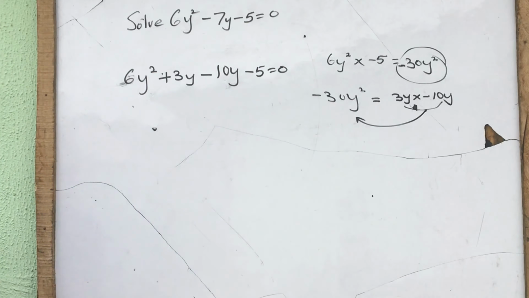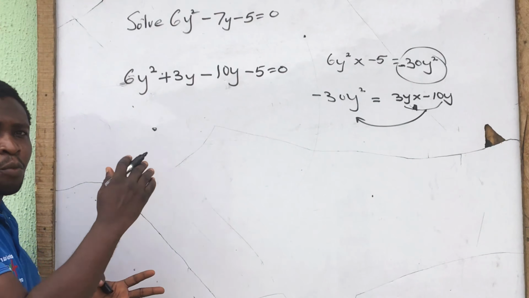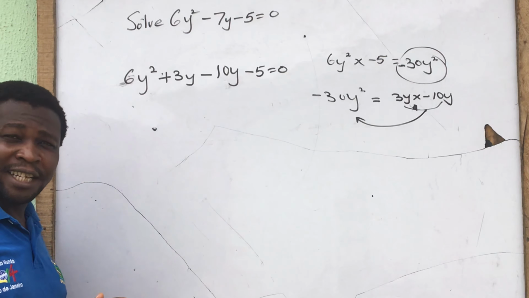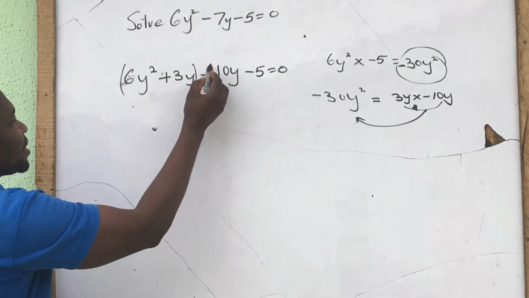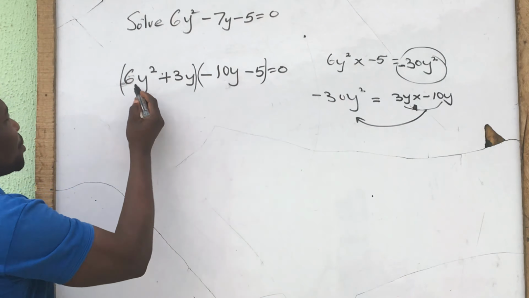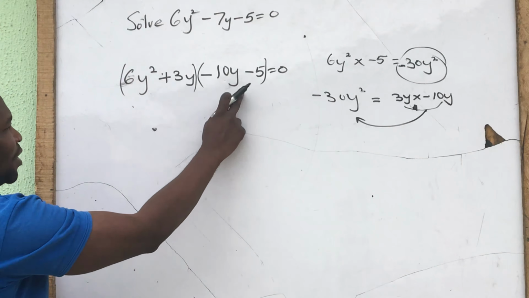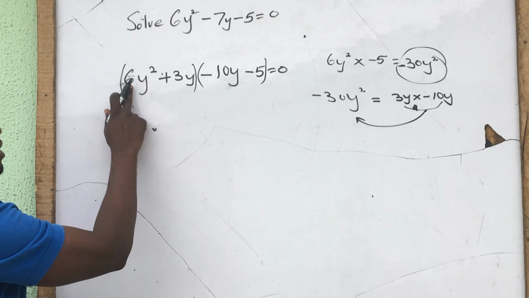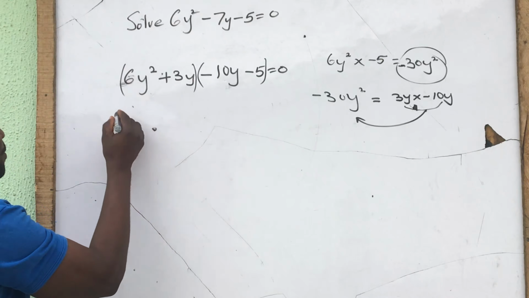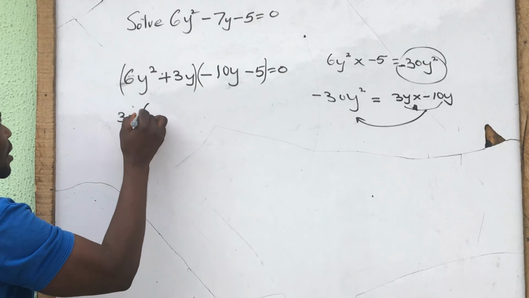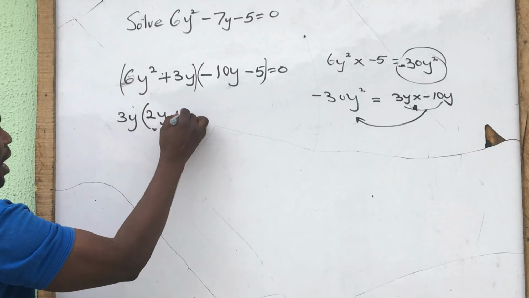If you look at it very well, you discover that we can easily group this quadratic equation now. I take this and this, and this and this. To factor out the common factor here, we have 3 in 6, 3 in 3, 1, and y here. So we are going to have 3y, and what remains is 2y, then this is 1.